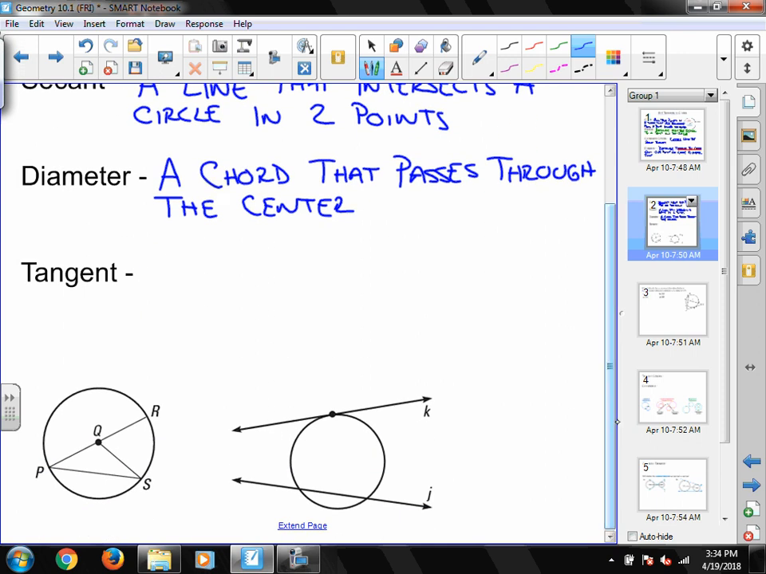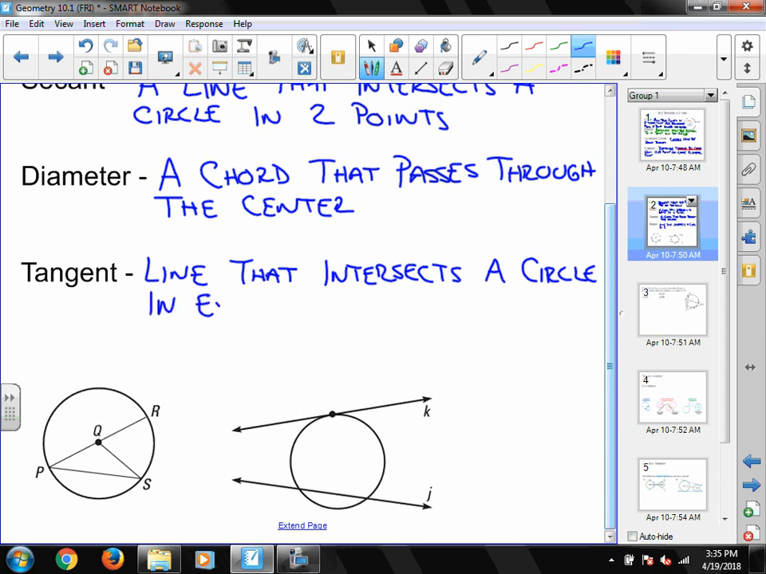And finally, we're going to talk about a tangent. A tangent is a line that intersects a circle in exactly 1 point.